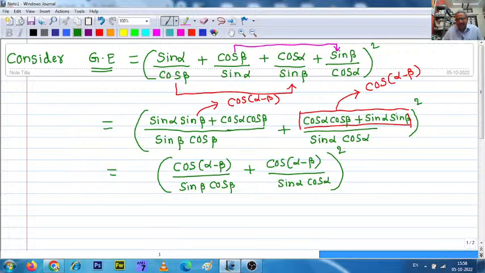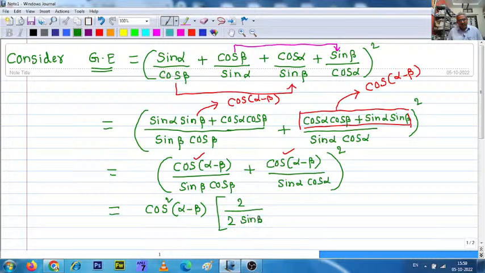So the next step, easily we can expect that the cos of alpha minus beta is taken common. While taking it common, cos of alpha minus beta whole square it becomes. From this bracket you shall be getting cos of alpha minus beta whole square, that is cos square alpha minus beta. Now here we have 1 upon sin beta cos beta, that we write down, multiplying both numerator and denominator with 2. This can be written 2 divided by 2 sin beta cos beta.